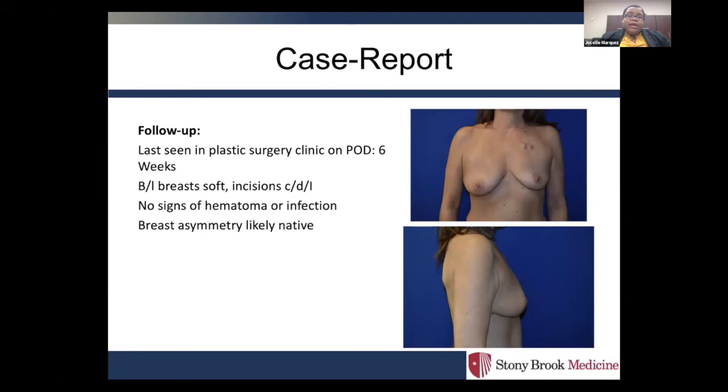Post-operatively, she was seen at week 6 with her incisions clean, dry, and intact, with no signs of hematoma or infection. The breast asymmetry you see was likely native prior to her implant placement.